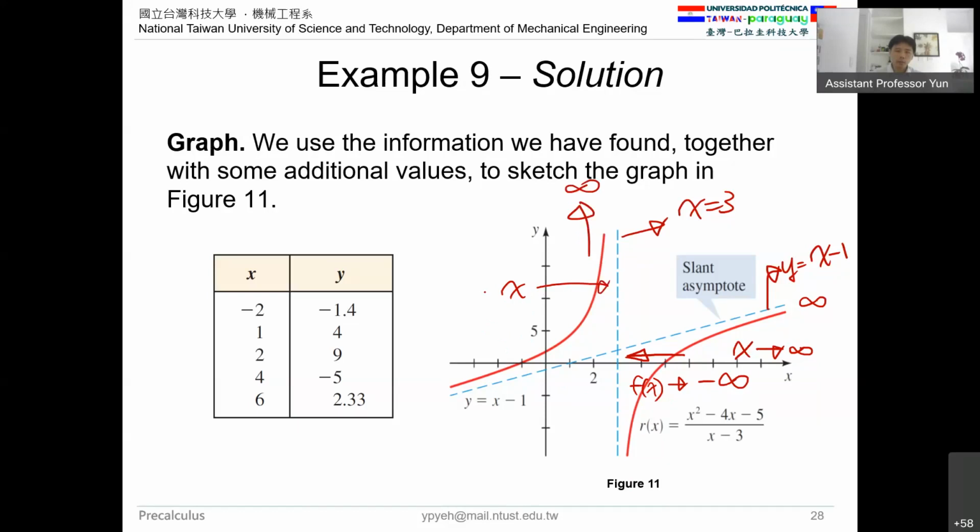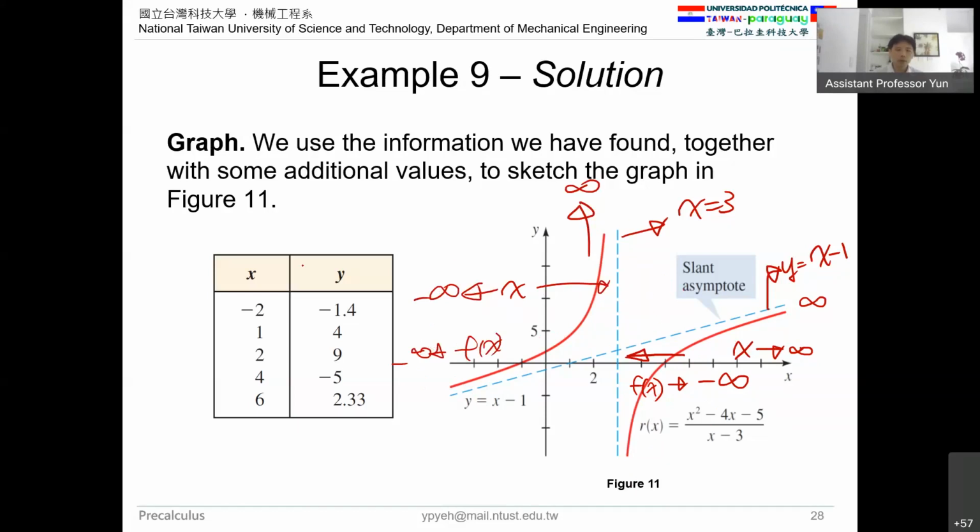Okay, so when x approaches negative infinity, the function will approach negative infinity as well. So you can see the graph will look like these two terms here. Okay, that's the way we find this. This is some of the example.